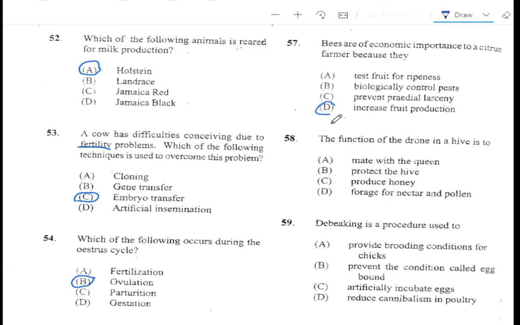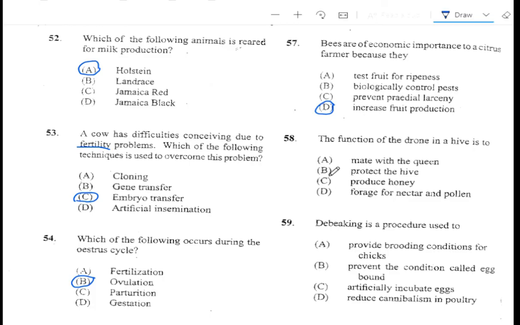57. Bees are of economic importance to a citrus farmer because they act as the best pollinators? Answer is D. Question number 58. The function of the drone in a hive is to A. Mate with the queen. Alright, so it's A. The only function of the drone, which is the male bee, in the colony, is to mate with the queen. Alright, that's his only function.